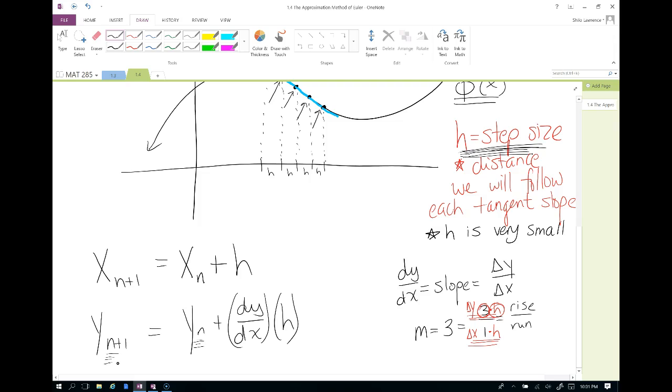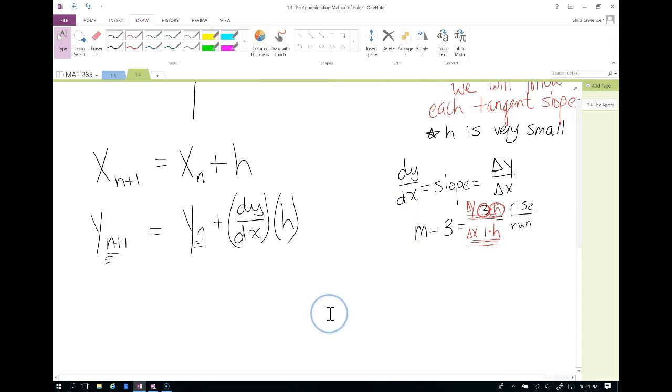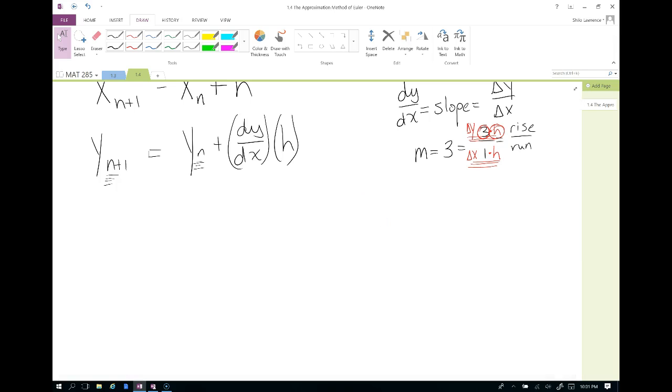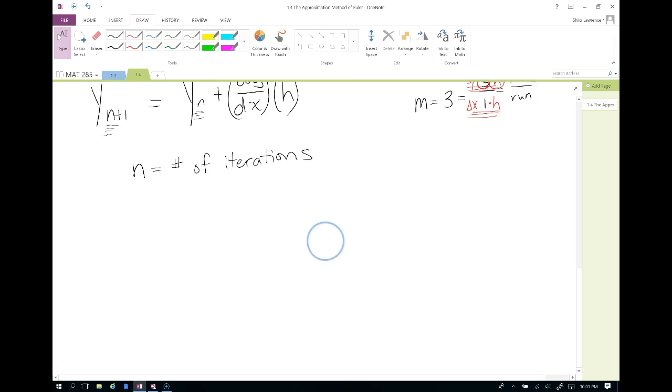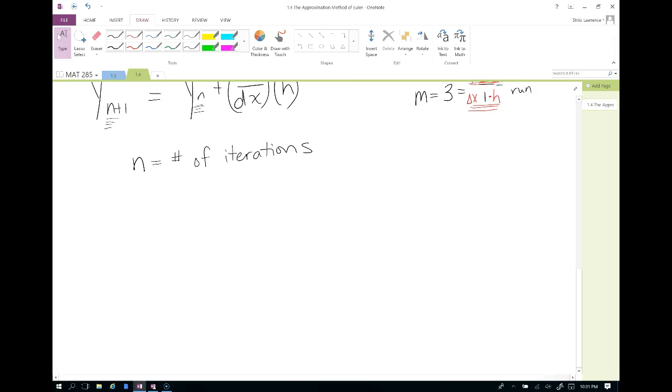And this is an iterative process, which means we're doing this over and over again, and once we get to a new point, we're going to redo this, and that's now going to be our old point, and keep doing it over and over again. So that's why I said just a second ago, sometimes it's easier to keep track of all of the stuff we're doing if we create a table. So n is going to be the number of iterations. And then we're going to have an x, a y, and dy dx. And remember, h was our step size.